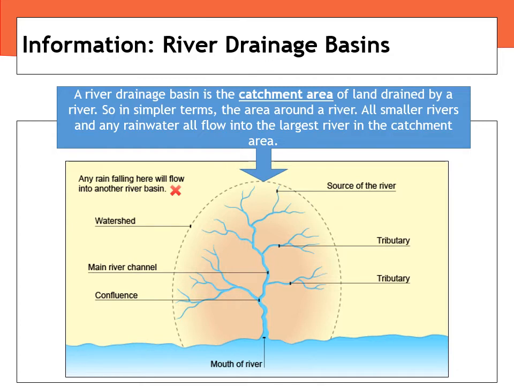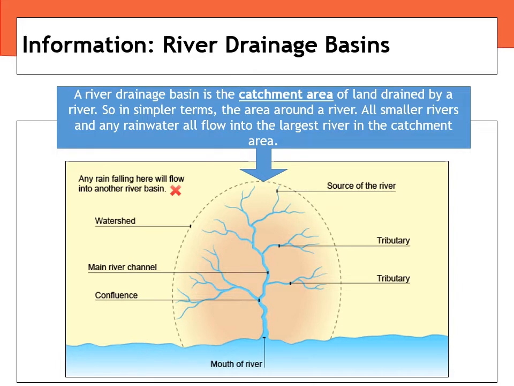There's a few key terms we're going to have a look at. So a confluence, which we've got here, is an area where two rivers meet. Okay, so if you've got a smaller river joining a larger river, that's the area those two rivers meet. Your main river channel is the channel of the larger river. Your tributary is a smaller river that joins the larger river. The source of the river is the start. The watershed is the area that is drained by those rivers. Anything outside of the watershed will not flow into that drainage basin. Okay, so your watershed is essentially the edge, the boundary of your drainage basin.